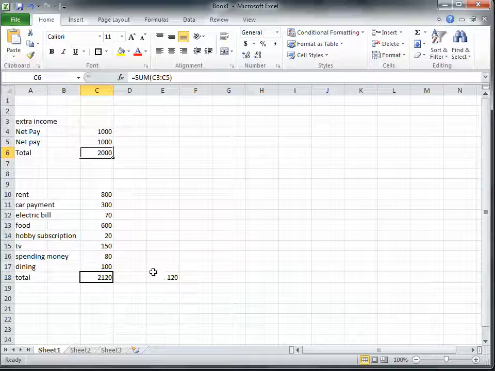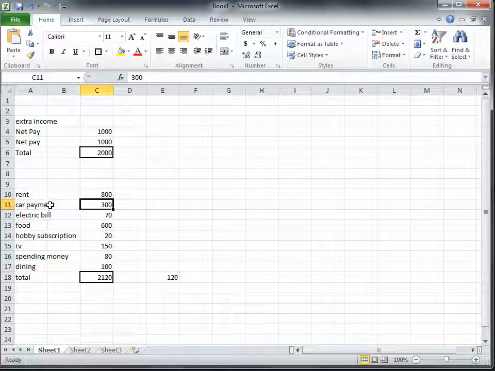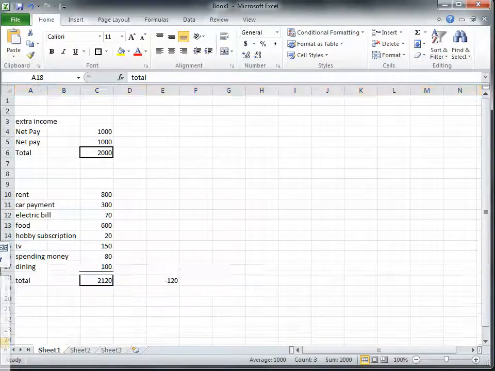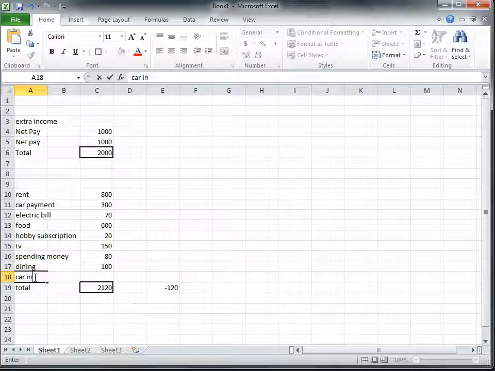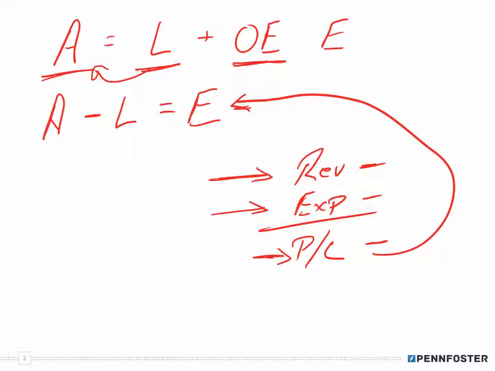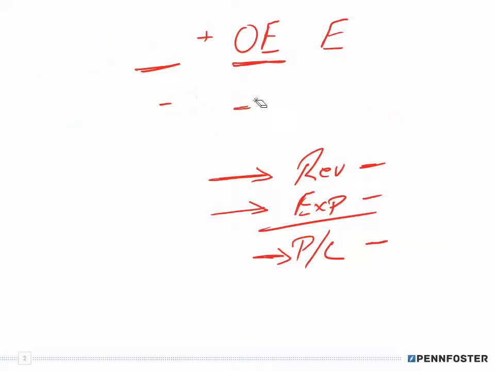So let's take a look at some of our expenses here. Rent, you're not going to be able to do anything about. Your car payment, you're not going to do anything about. Another thing that pops into mind with car payment, what we haven't taken into consideration is car insurance. Now, let's take a look at car insurance. I'm going to change the screen here. I'm going to erase all of this.